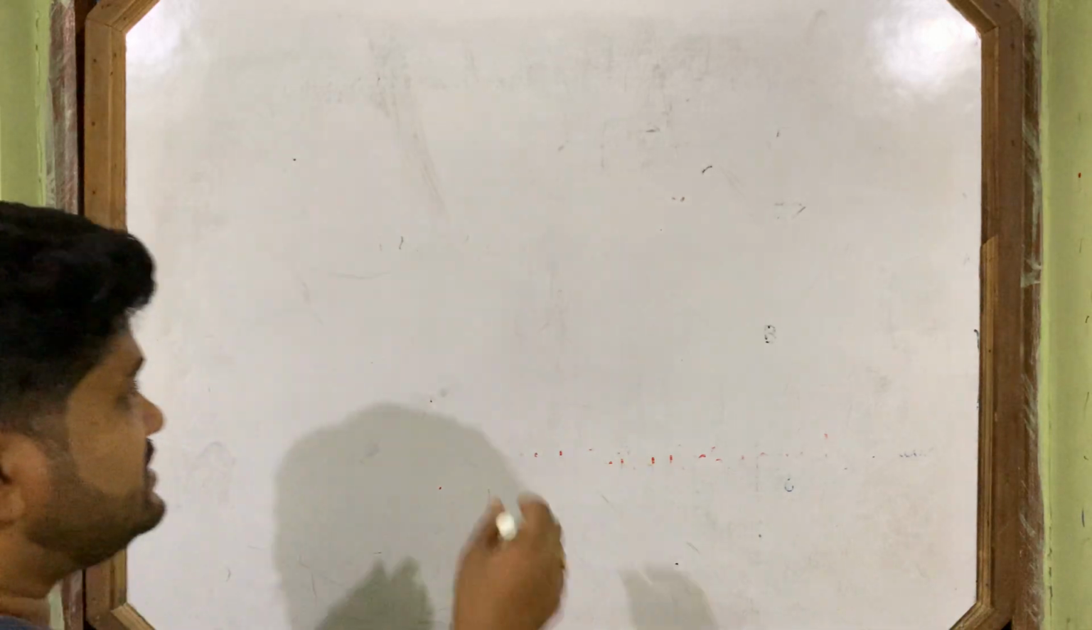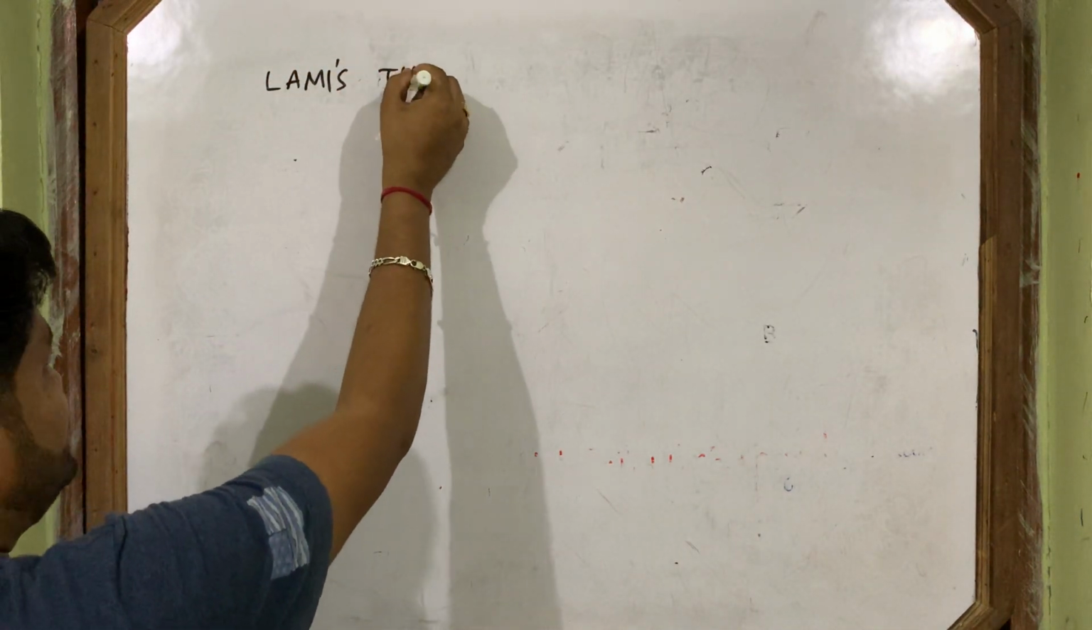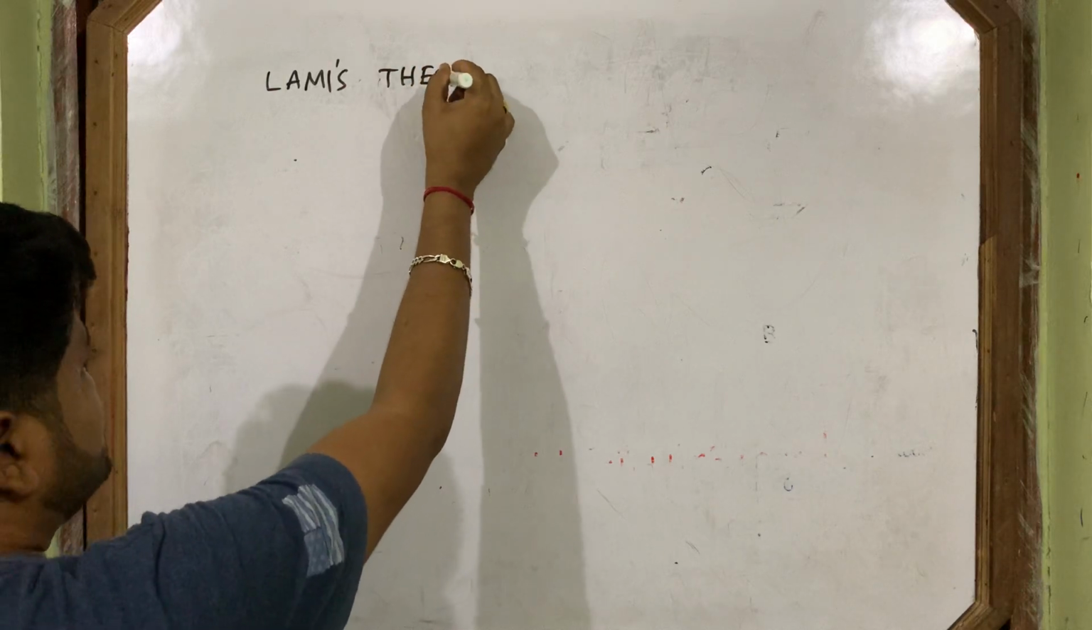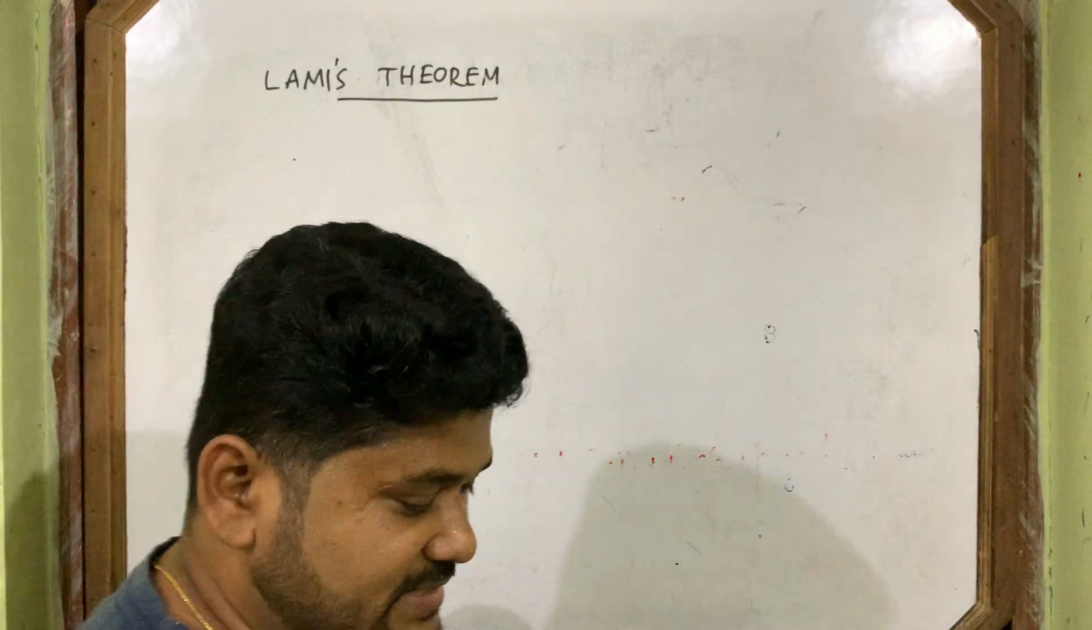The last part of this chapter is Lami's theorem. So now we will also discuss Lami's theorem. Lami's theorem here also we will discuss. So what is Lami's theorem? What does this theorem tell?